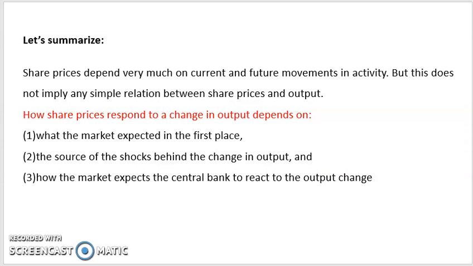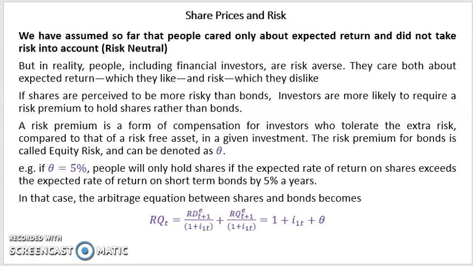Okay, so let's summarize what we just covered. The share price depends very much on the current and future movements in activity, but it does not imply any simple relation between share prices and output. How share prices respond to the change in output depends on three factors. One, it depends on what the market expected in the first place. Second, it depends on the source of the shocks behind the change in output, and also on how the market expects the central bank to react to the output change. So the next thing is to look at share prices and risk.